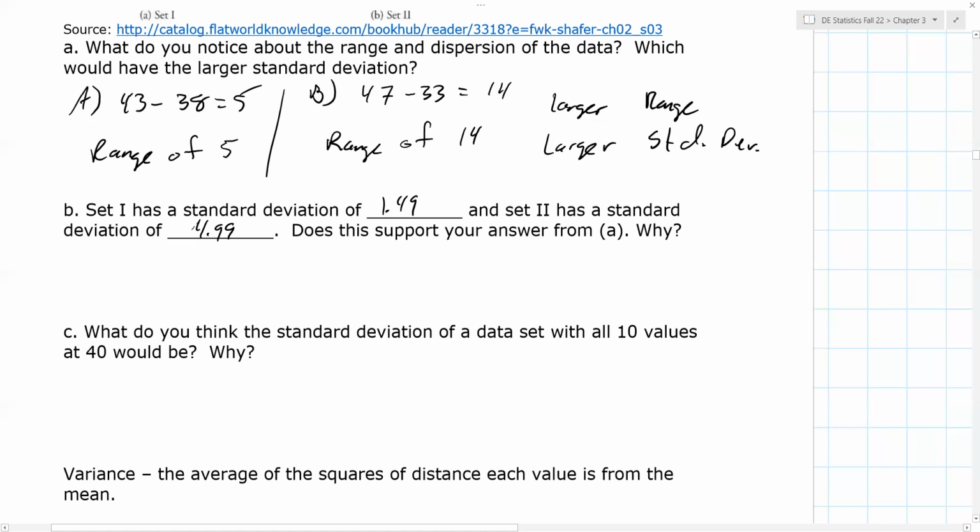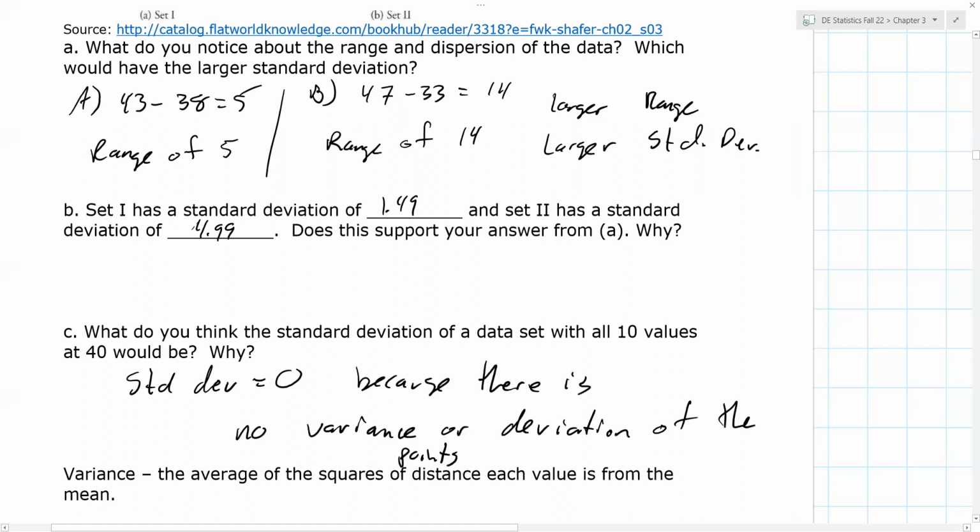Well, if they're all exactly equal to our average, then the standard deviation would equal 0. And that is because there's no variance or deviation of the points. In order to have standard deviation or variance, you need to have points that vary from the average. And if they're all the average, there is no variance, there is no deviation, and so those are going to be 0.